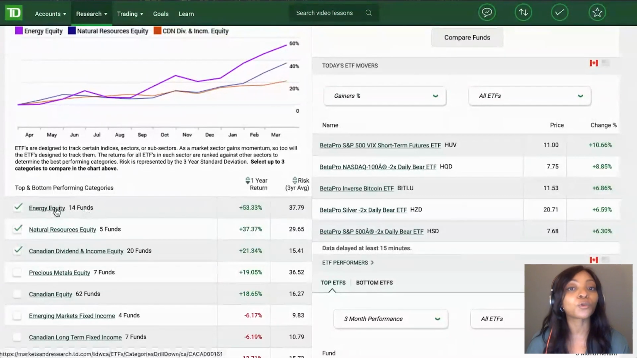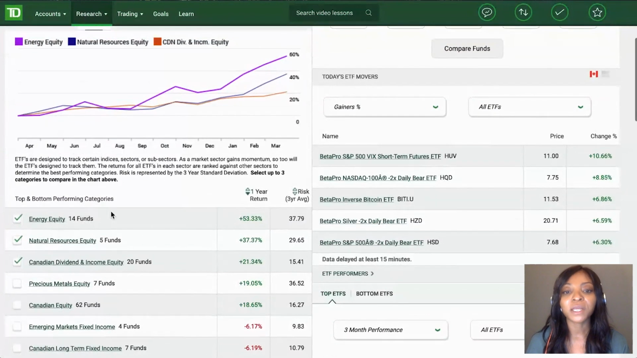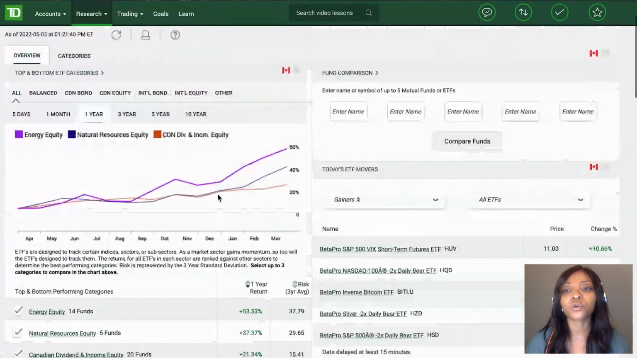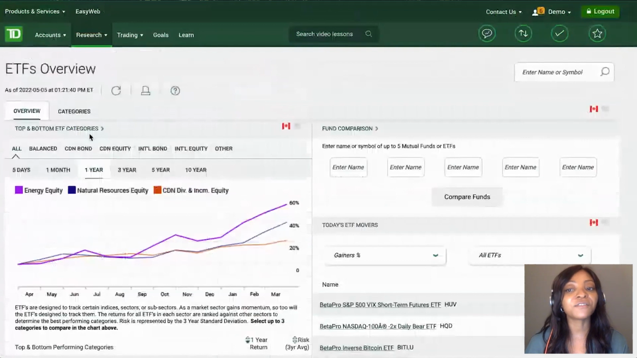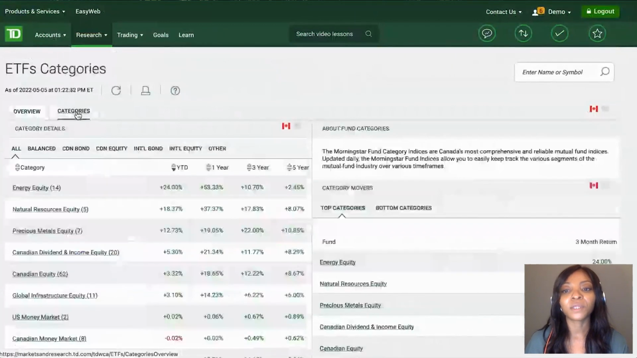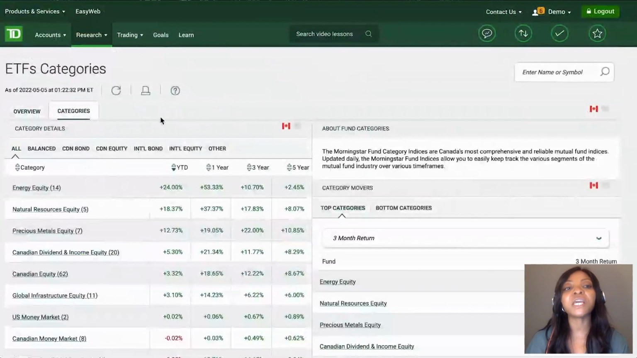So I could start exploring this information from here. Something else I could do is, if I'm more interested in something that's longer than a year, maybe I'm more of a long-term investor, so I want to see the behavior of these funds over a longer term. I'm just going to scroll up and I have the option to click on categories over here. So I'm going to go there. And once I come here, this will give me all the ETF categories.